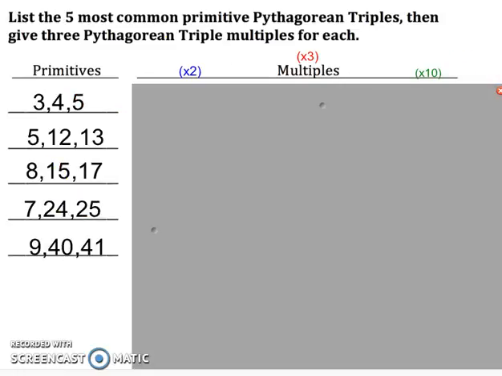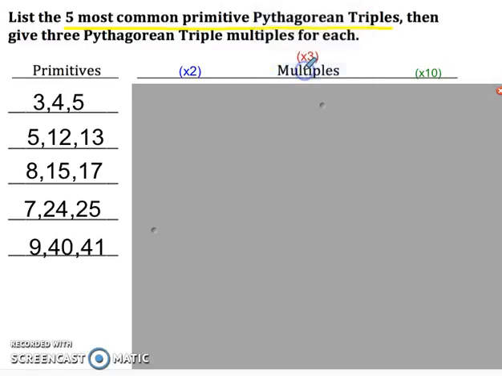Now, the next thing is we need to talk about Pythagorean triples in a little bit more detail. Pythagorean triples will help you solve and process through problems faster and easier if you know your 5 most common Pythagorean triples. Right? Now, those 5 most common Pythagorean triples are listed here.